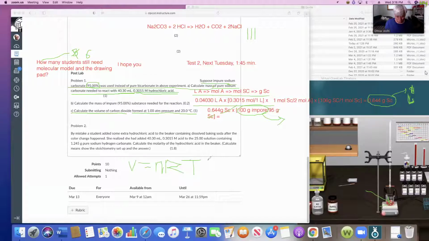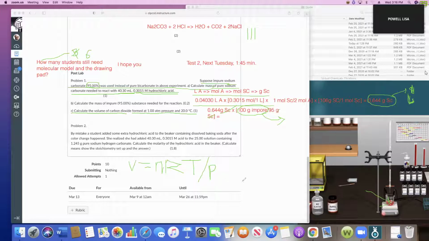Now, which ones do we have, and which ones don't we have? Do we have pressure? Yes. Do we have temperature? Yes. Do we have R? Yes. Do we have n? Where? The moles. Moles of carbon dioxide. Where do we have it? Oh, I guess we don't have moles of carbon dioxide. How are we going to find it?